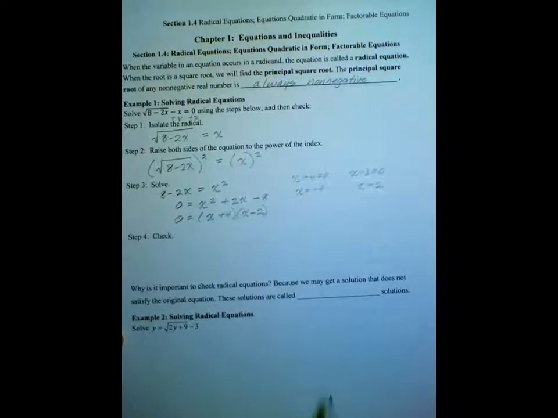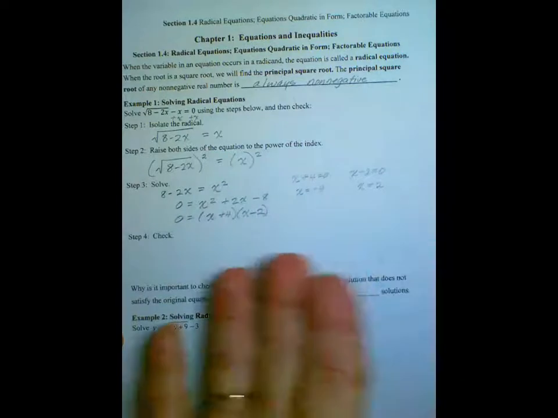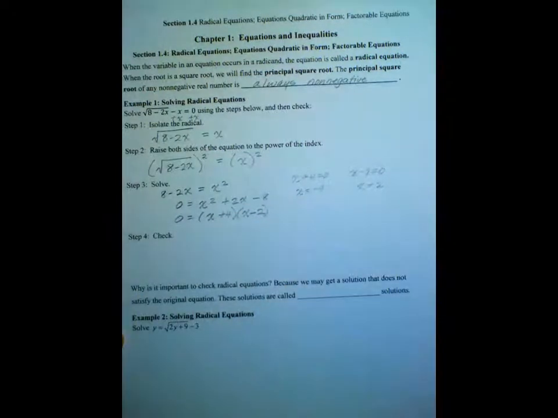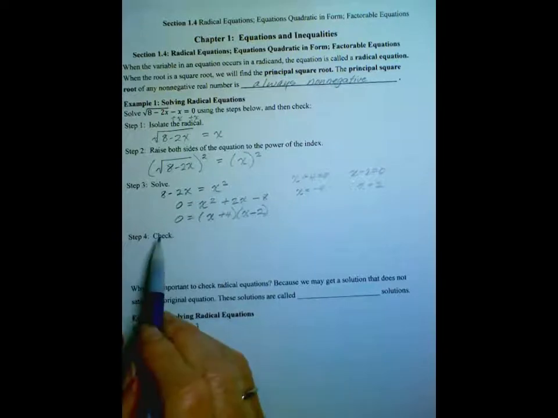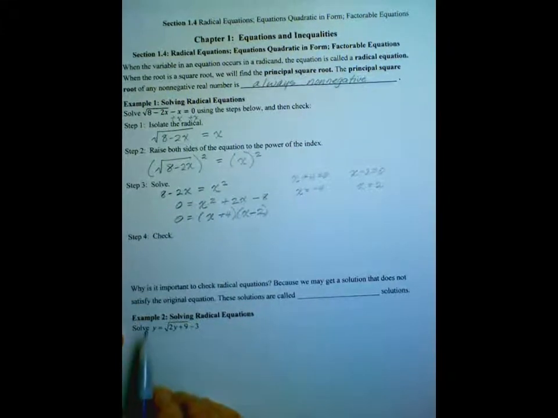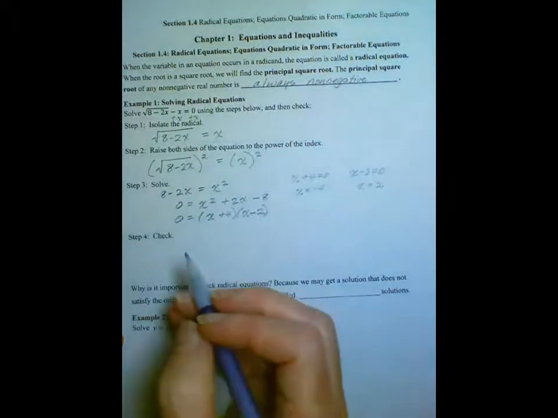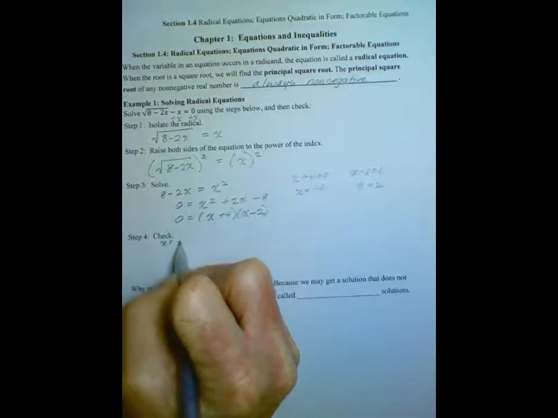Now, typically we say, you can check it, but basically, unless you've made a mistake, these are your answers. Not true for a radical equation. Step 4 is necessary. You have to check every time. So let's check x equals negative 4.